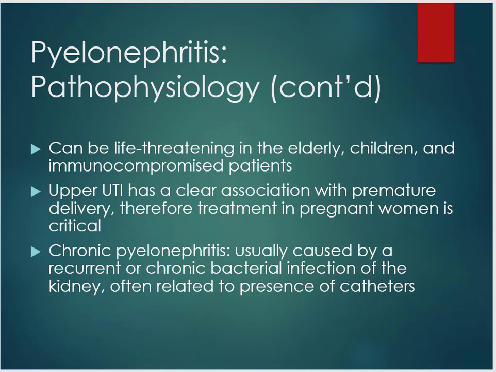These infections can be life-threatening in our older folks, kids, and anyone that is immunocompromised. Also, UTIs are associated with premature deliveries, so it's important to treat our pregnant moms if they present with these symptoms. And then chronic pyelonephritis is usually caused by the recurrence of bacterial infections in the kidney, often related to those individuals that have catheters.